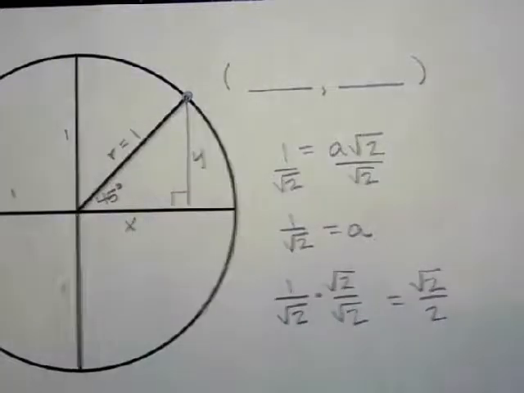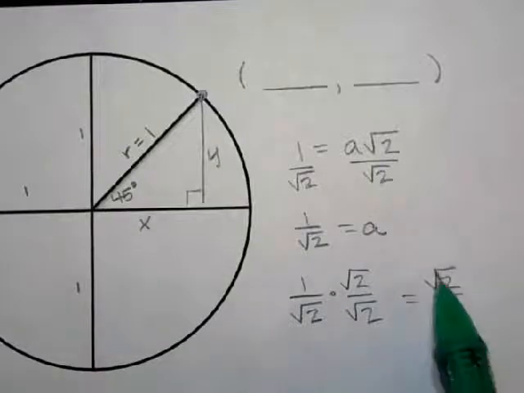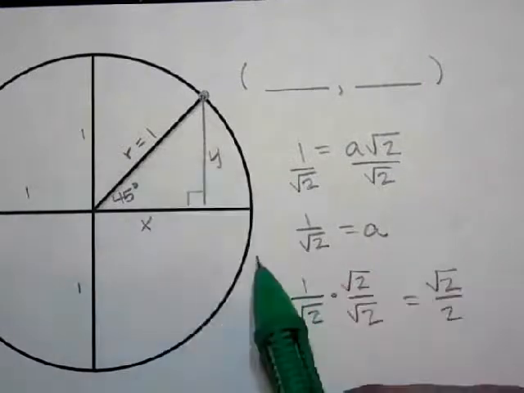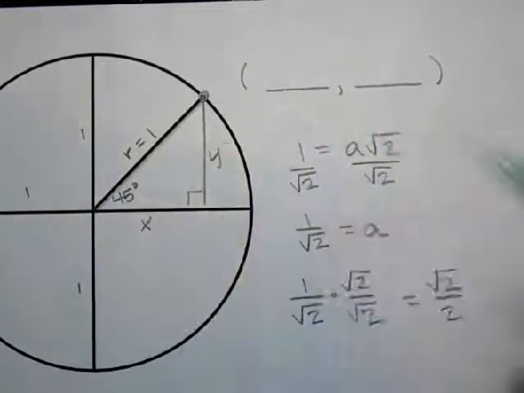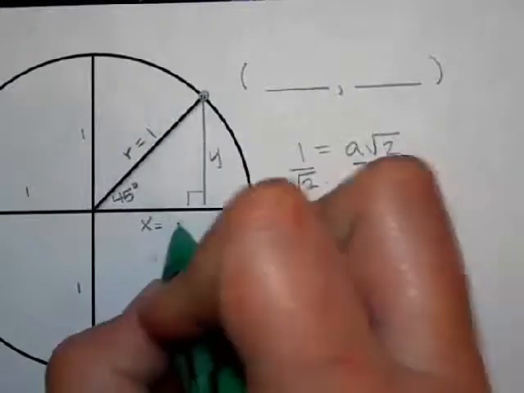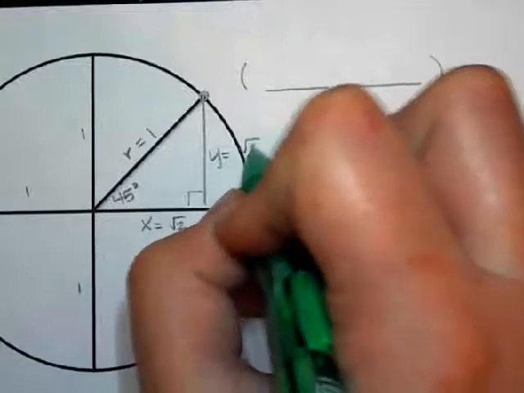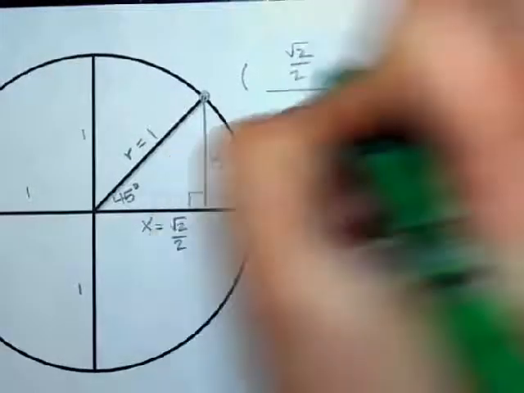Okay, so this is what A equals. And since it's 45, 45, 90, it's an isosceles triangle, which means that both of these sides are the same. So we got root 2 over 2, root 2 over 2. So your x-coordinate and your y-coordinate happen to be the same.